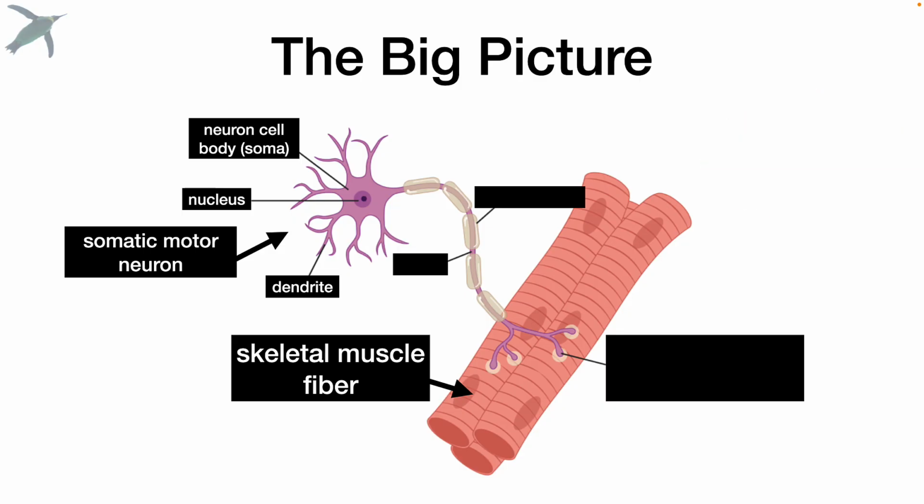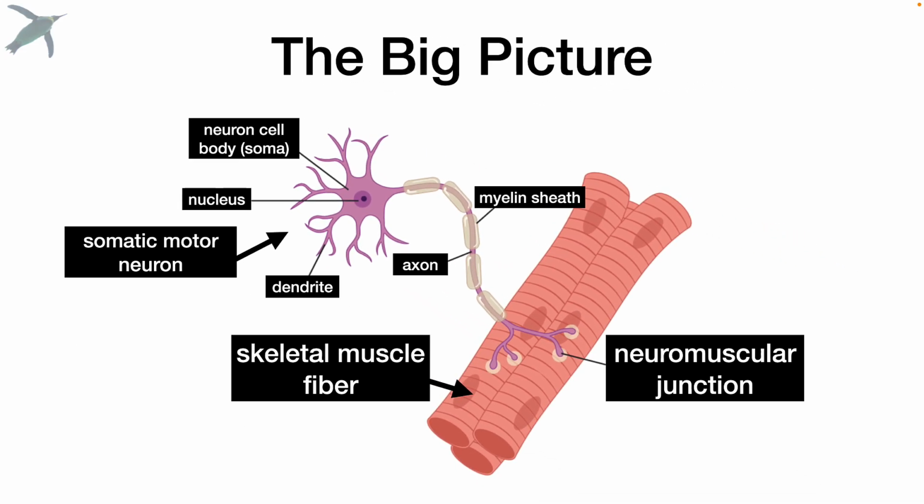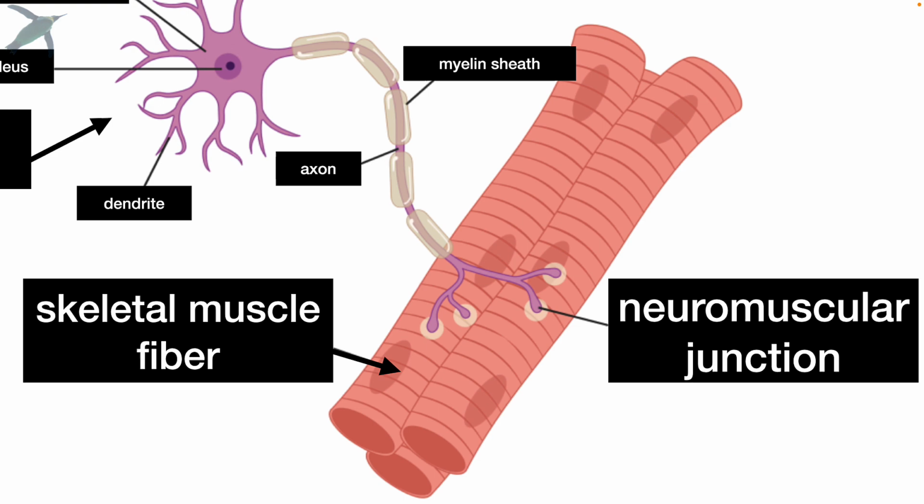And here we go. So we've got a somatic motor neuron shown here, and then leading out of it, that signal travels down the axon. The actual junction between the somatic motor neuron and the muscle cell is called a neuromuscular junction. And that's where the events of today's video will be taking place.